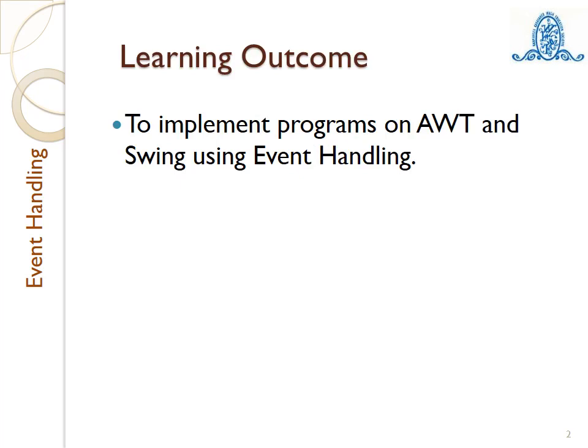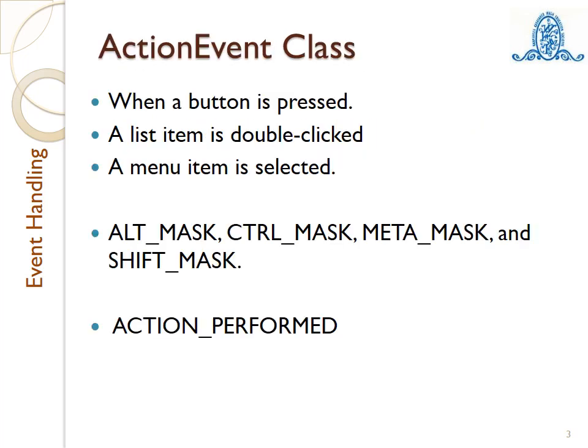After completion of this session, the student will be able to implement programs on AWT and Swing using the event handling mechanism. Now let us start with the first event class, which is action event. This action event is generated when a button is pressed, a list item is double clicked or a menu item is selected. So for these three event types, the sources are button, list and menu item.